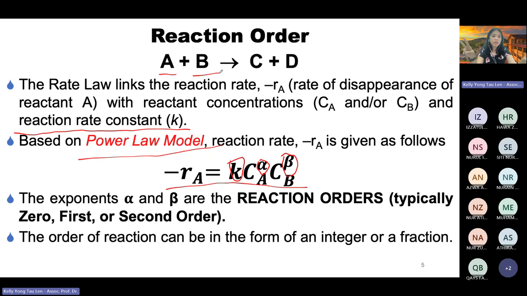So katakanlah kamu ada dua reactant, eh? Dia boleh jadi CA, CB, dia boleh jadi CA, dia boleh jadi CB. So how do we know? Shortly later, I will teach you how do we determine this.